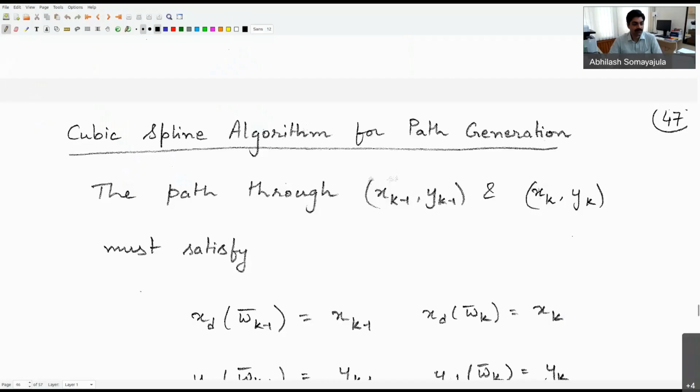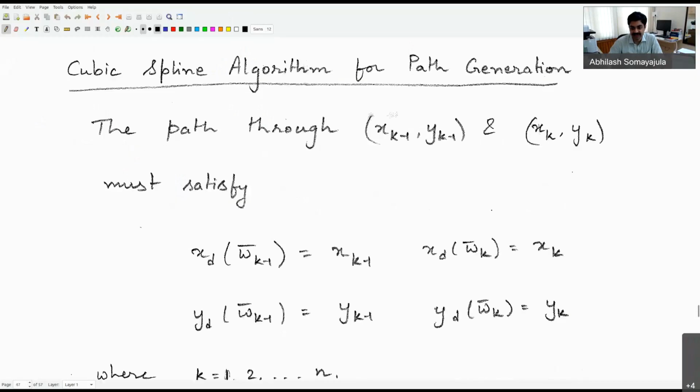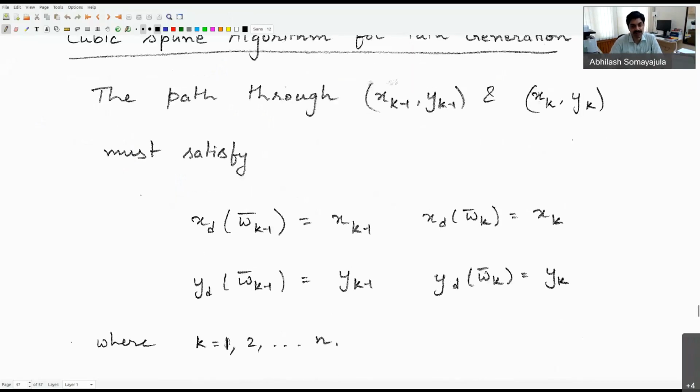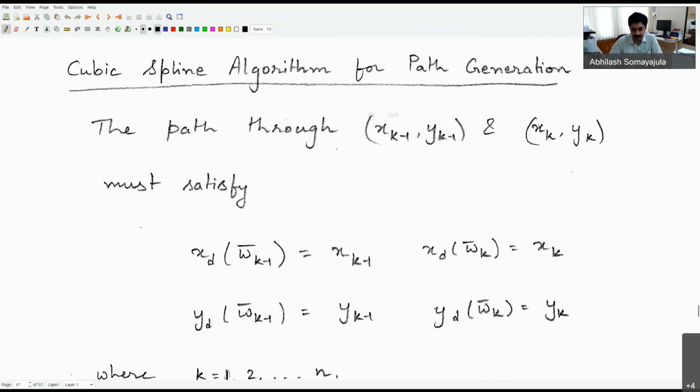All right. So the last class we were discussing the cubic spline algorithm for path generation. If we have a set of waypoints through which we want the path to pass, but at the same time be smooth enough, then we were looking at an algorithm to create the desired path as a function of a path variable, which we were denoting by omega bar.